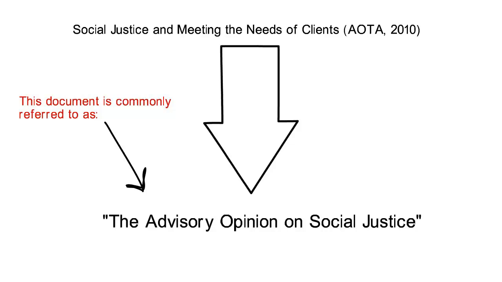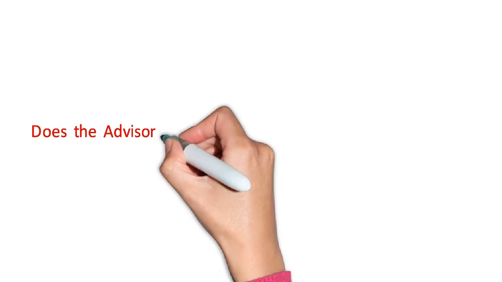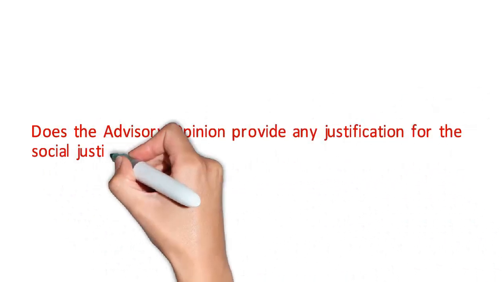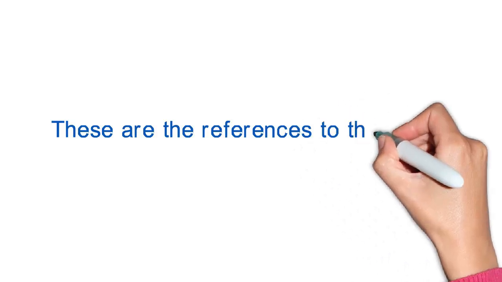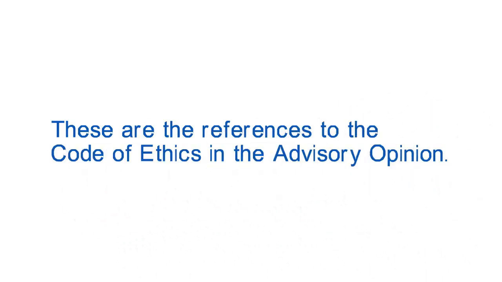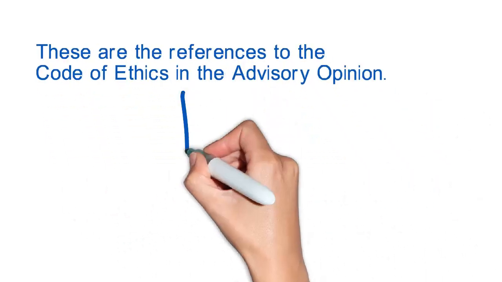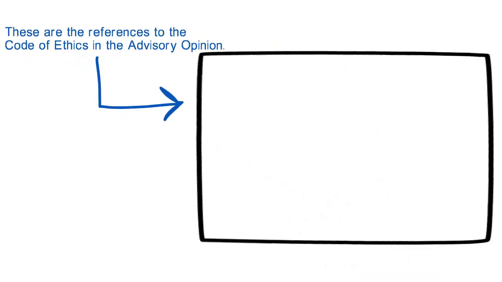Upon reading this document, however, one is forced to ask, does the advisory opinion provide any justification for the social justice requirements in the AOTA Code of Ethics? If you were to read the advisory opinion, you would see the following list of references to the principles in the Code of Ethics in this exact order.